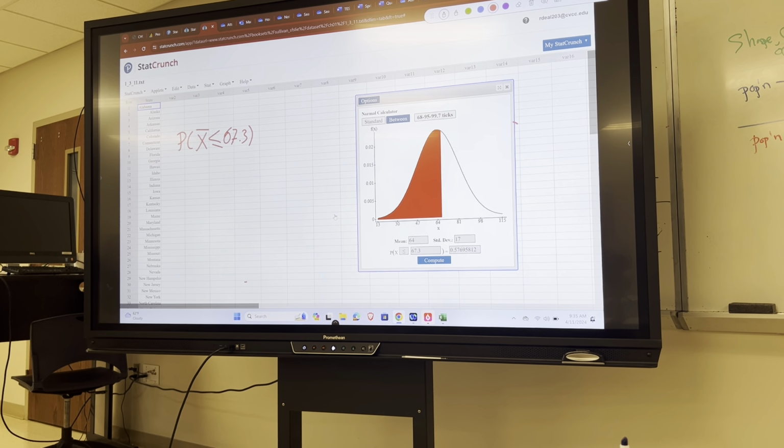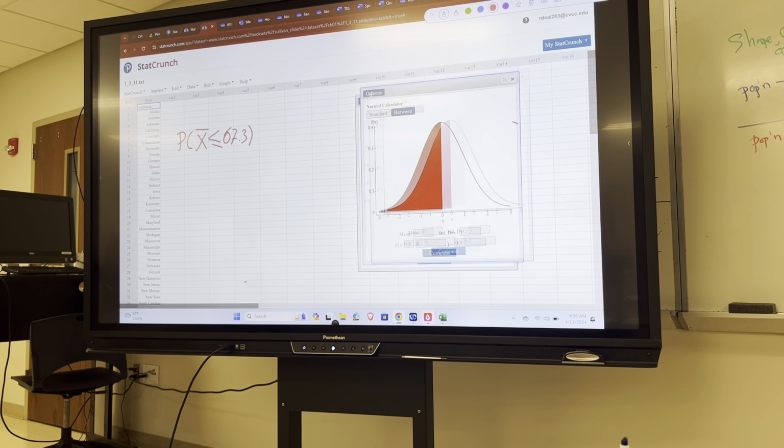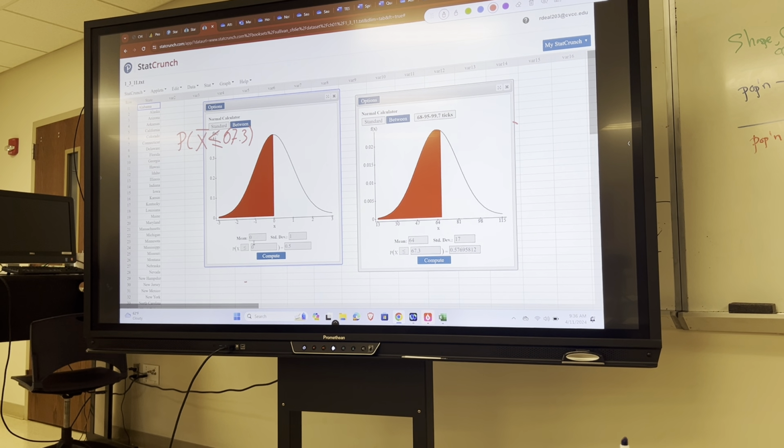Is it the same as what we did from the population a while ago? Still the same, right? 0.577. Anyway, for the sample mean, we're going to do the same. Stat calculators, normal. Okay, here it is. However, the only thing that will be different: the mean is the same, 64, but the standard deviation will be different.